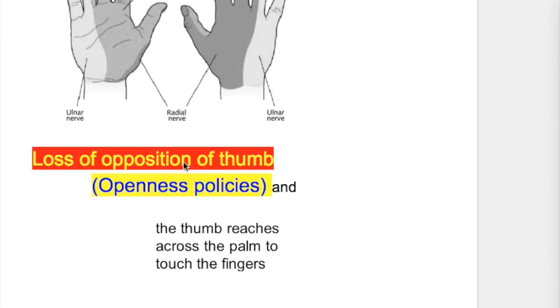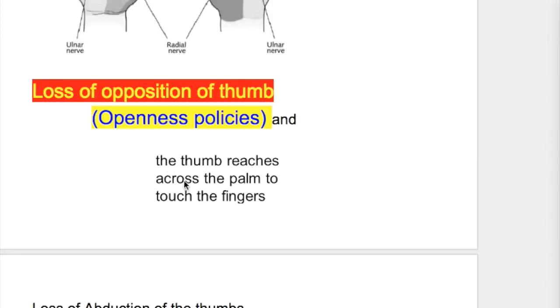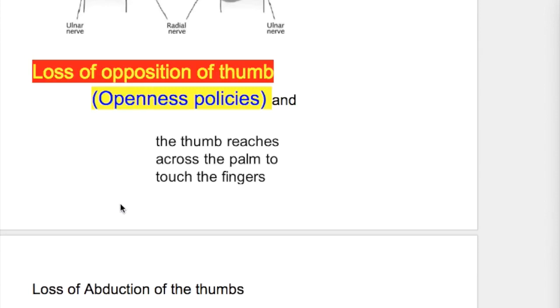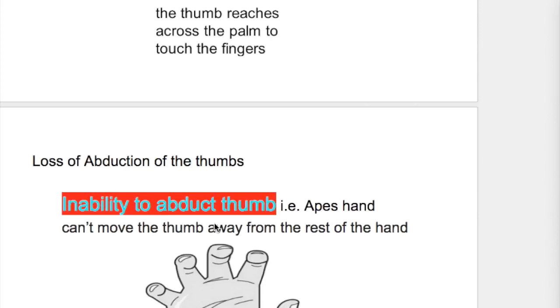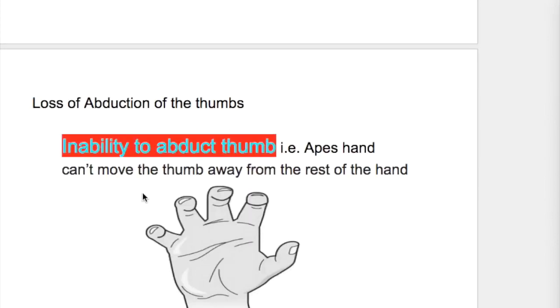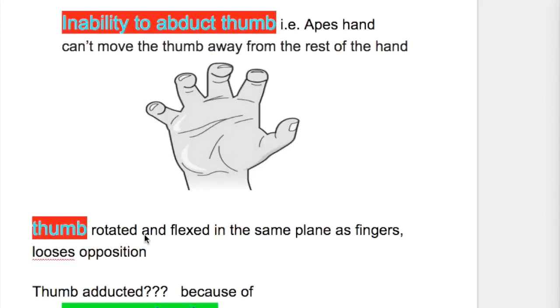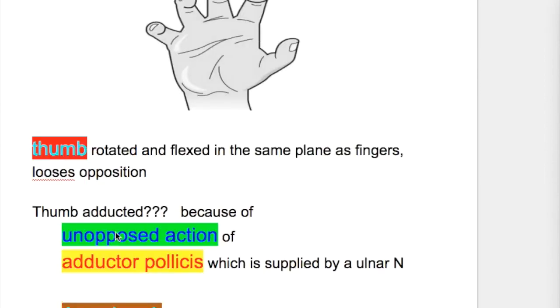So what's opposition of the thumb? Thumb reaches across the palm to touch the fingers. This is the opposition of the thumb. And also there is loss of abduction of the thumb. There is inability to abduct the thumb, that is the ape's hand. Patient can't move the thumb away from the rest of the hand. Abduction is lost. Thumb is rotated and flexed in the same plane as a finger and loses opposition.